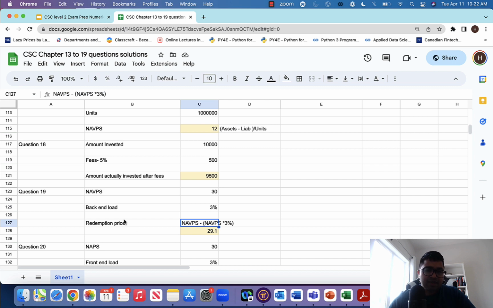Redemption price is $30 minus $30 into 3%. So $30 minus fees on it. Fees on it is $30 into 3%. So it is $30 minus $30 into 3%, which is the fee part. So you get $29.1 per unit. The rest, 90 cents, goes towards fees. This was back-end load.